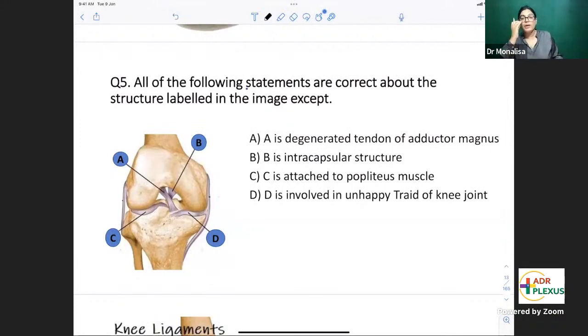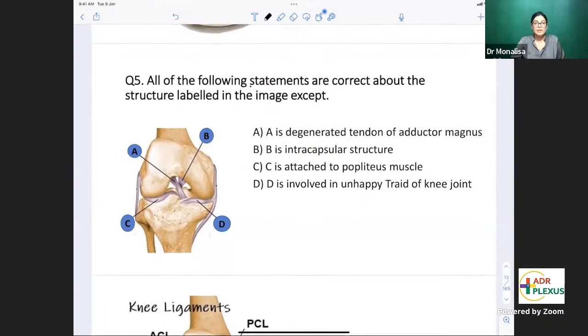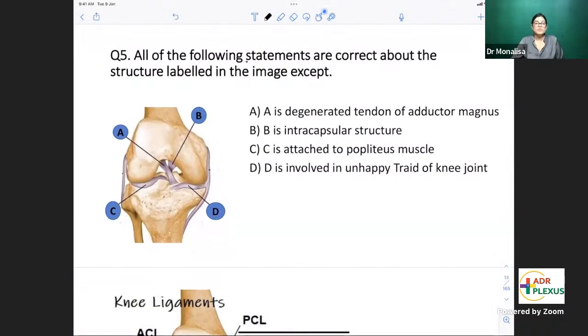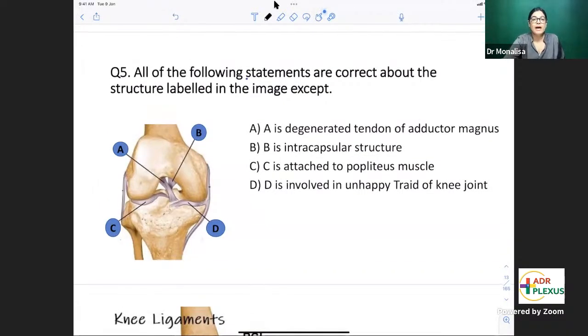All of the following statements are correct about the structure labeled in the image except. So you have to read the important labelings shown here. Go through this labeling and tell me which option is correctly labeled. Here, you have to identify what A is. If you want, I can slightly enlarge this image and you can identify the structure or labeling which has been done.